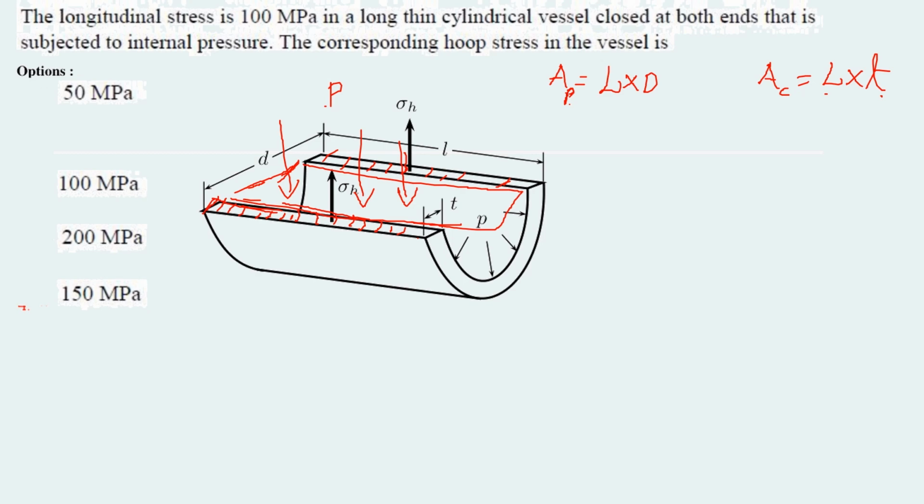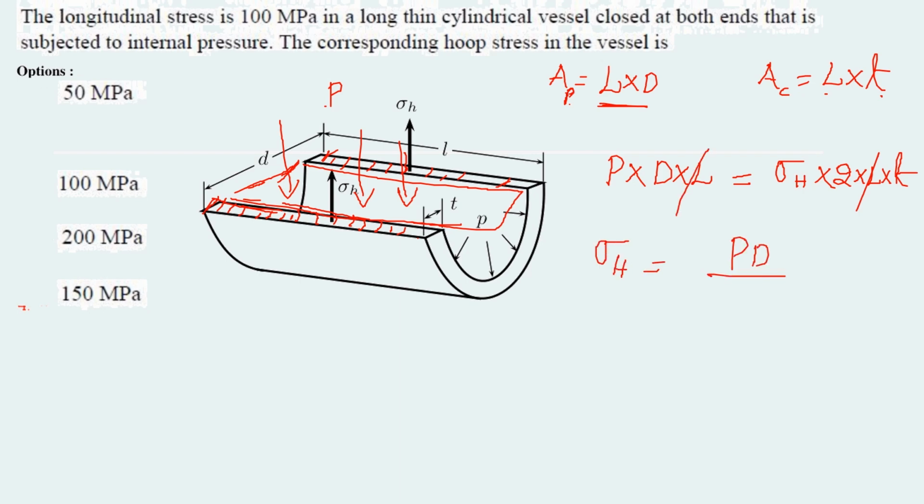Now writing the force balance equation, internal pressure P times the projected area, D into L, equals sigma H, that is hoop stress or circumferential stress, times, we have two sections on either side, so 2 into length times thickness. Now here L gets cancelled. Sigma H equals PD by 2T, where T is thickness of the cylinder and D is mean diameter.